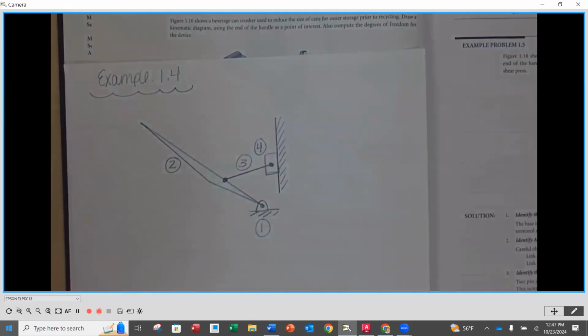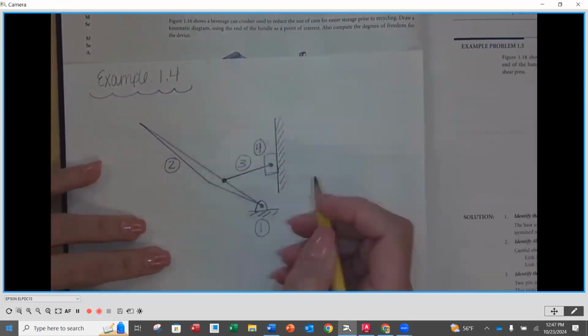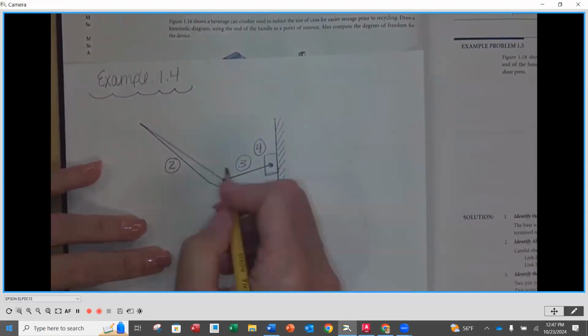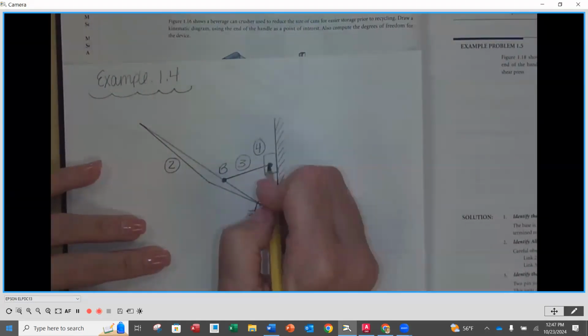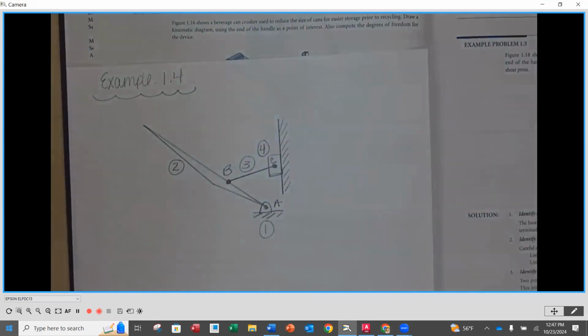Then I need to identify my joints. So any primary joints, which are pins in this case, I've got 1, 2, 3 pins. So that's going to be an A, a B, and I'm going to sneak C in right there, like right by where it connects to the slider. But there is one more joint, which is also a primary joint.